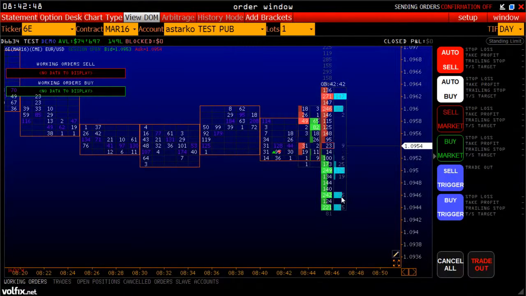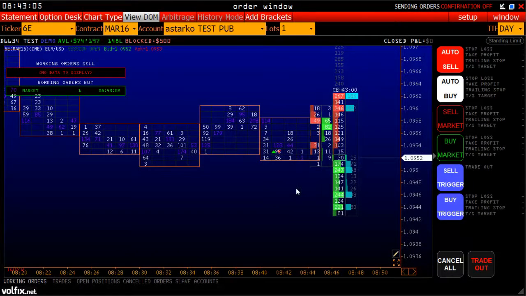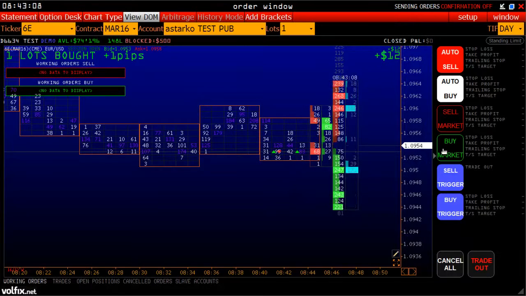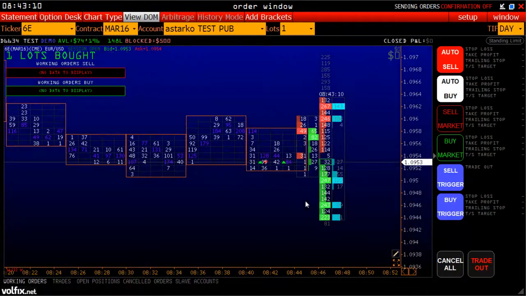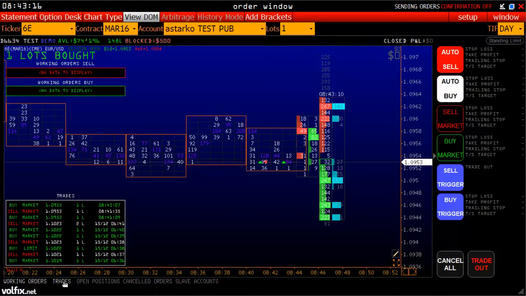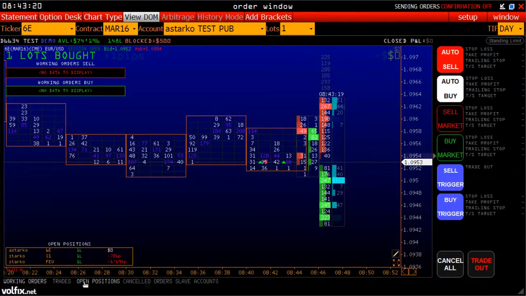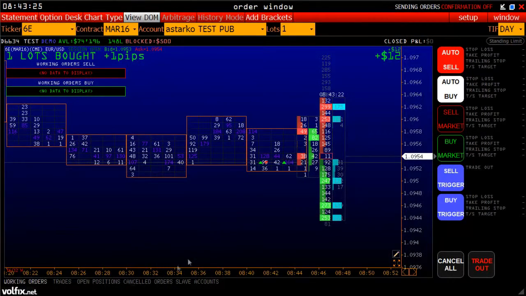In Volfix you can open or close positions only in the order window. On the right side you can see buttons that are intuitively understandable to operate. Thus, you can automatically buy at market. We buy and see the current result and the number of lots bought. Also, you can see the trades you have done today, the open positions we got, and so on.